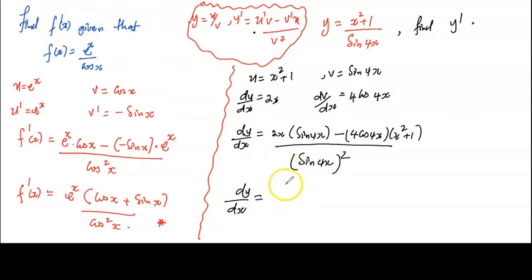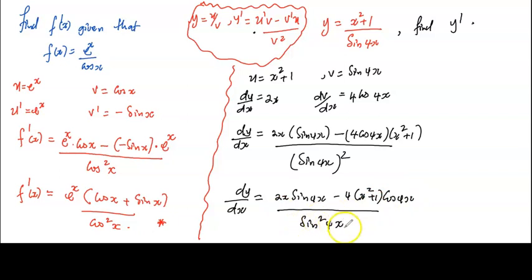So we just have 2x sine of 4x minus 4 into (x squared plus 1) cos of 4x, all of it over sine squared of 4x.